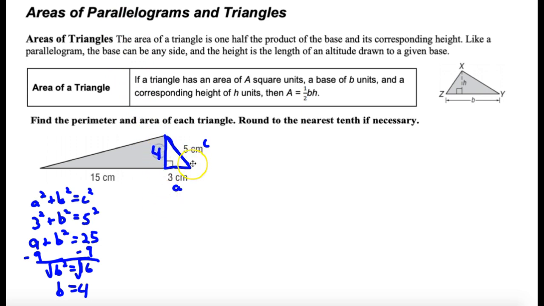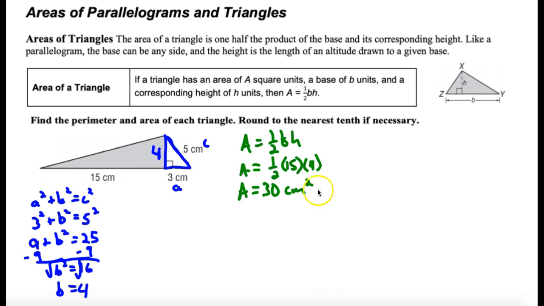Okay. So now we actually have enough information to find the area of this shaded triangle. The area will be 1/2 times the base times the height. So the base and the height are these two pieces that meet at a right angle. So 1/2 times 15 times 4. So I think that comes out to 30. So my area would be 30 square centimeters.